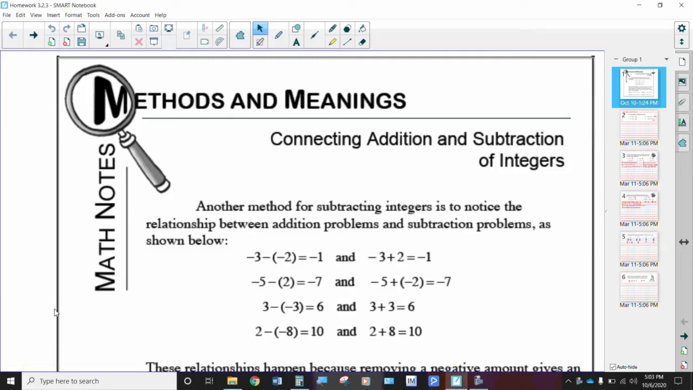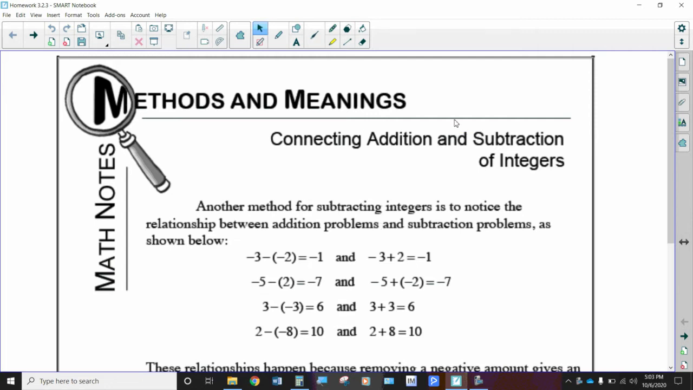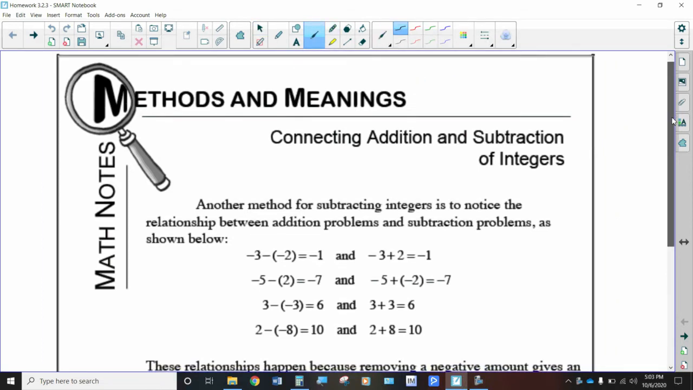Alrighty, let's take a look at our homework for lesson 3.2.3. This is where you formally get KFC into your math notes, even though I've been talking about it for days now, KFC, or with the homework anyway.